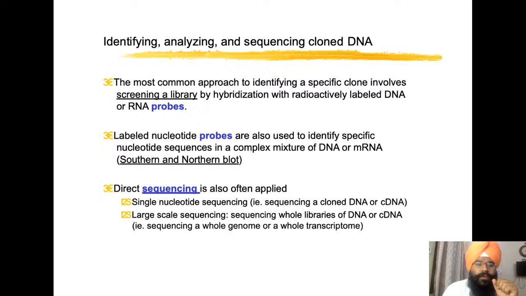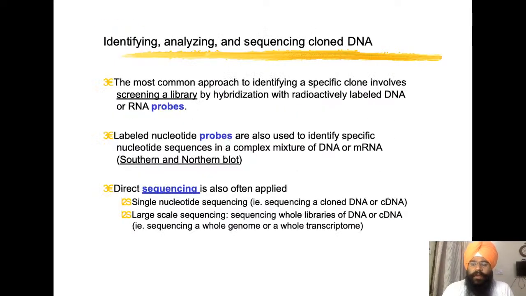To clone DNA, the most common approach to identify a specific clone involves screening a library by hybridization with a radioactively labeled DNA. Labeled nucleotide probes are used to identify specific nucleotide sequences in a complex mixture of DNA or mRNA. Direct sequencing is also often applied to single nucleotide sequences or large-scale sequencing.